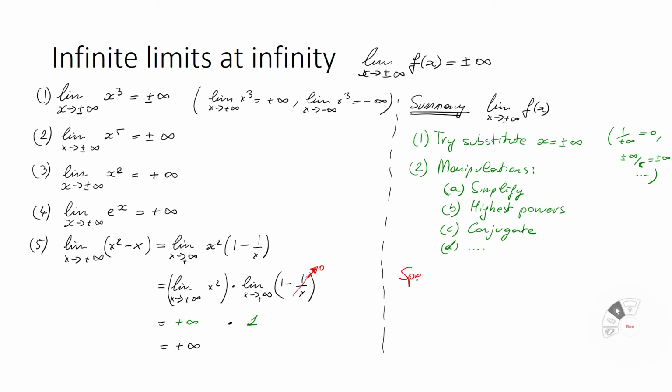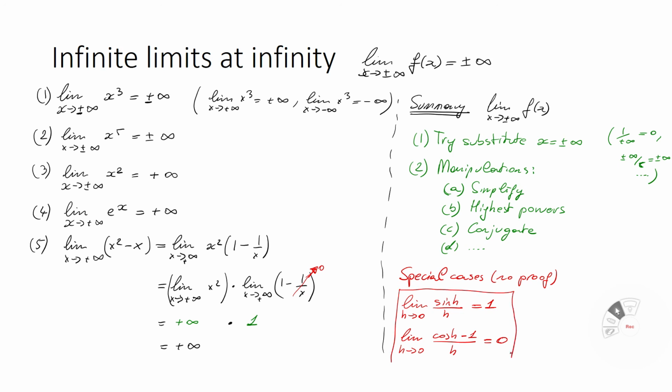And then last, two special cases without proof. If you encounter the limit of sine of h divided by h for h going to 0, that is always equal to 1. And if you have the limit of h going to 0 of cosine of h minus 1 divided by h, that is 0. These are going to be super important when we start looking at derivatives, so I would give them a special place in your formula sheet, but not necessarily try to prove them yourself.